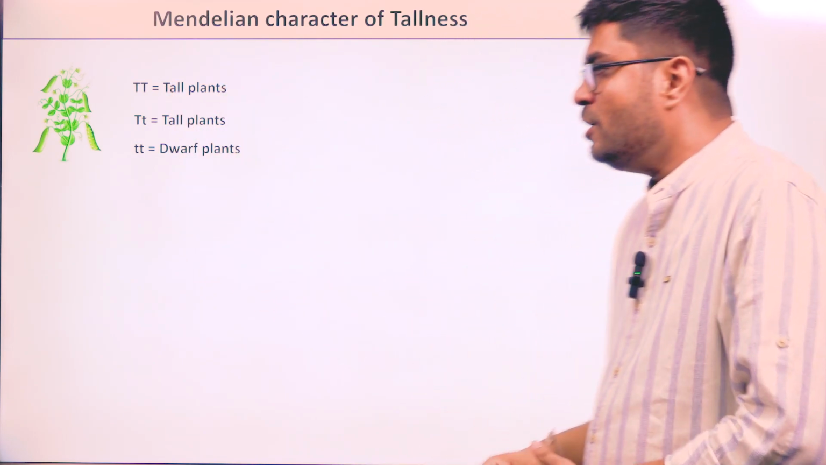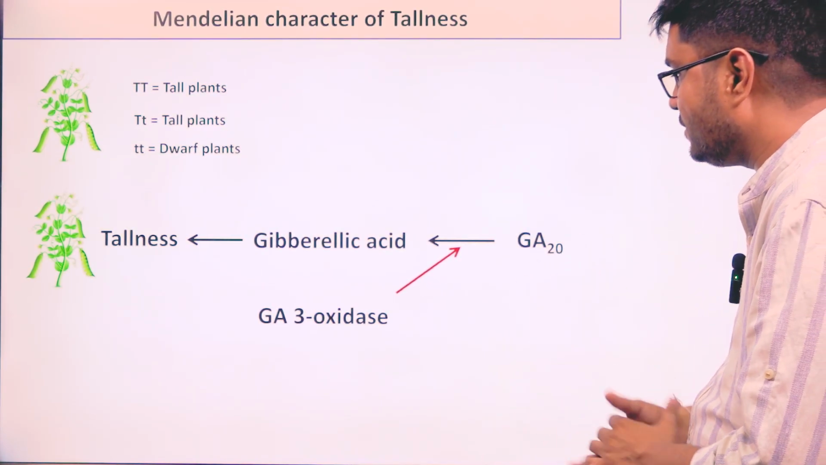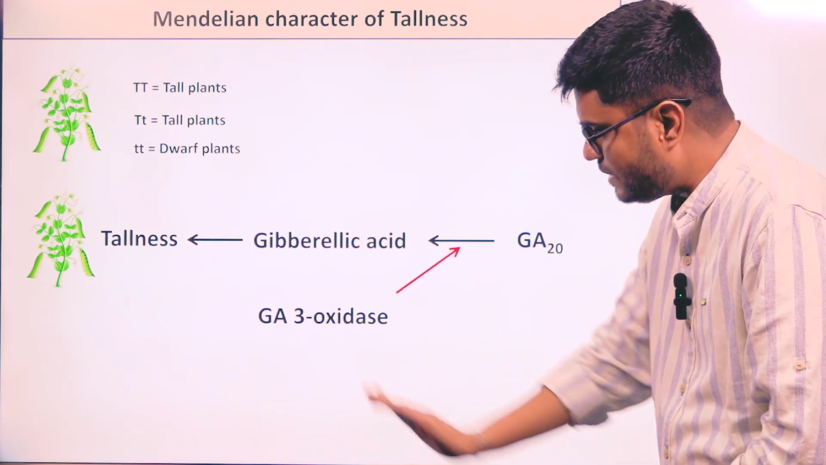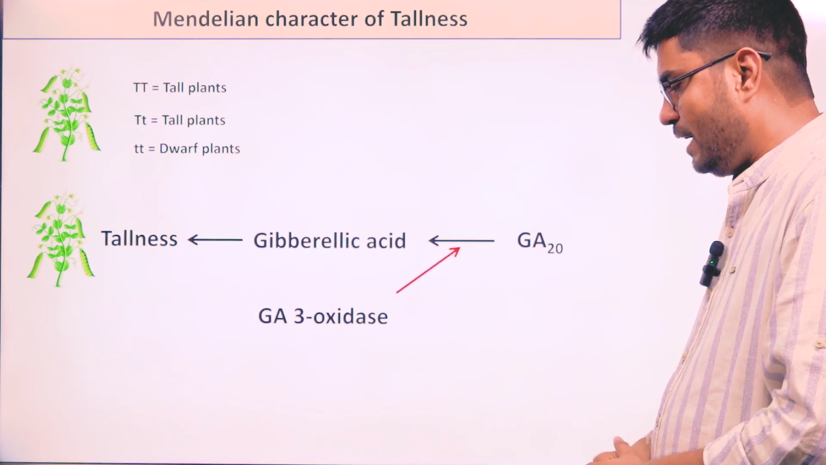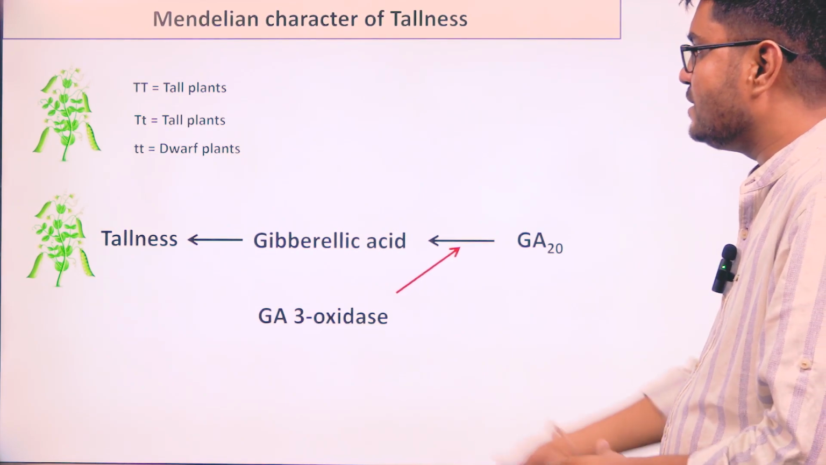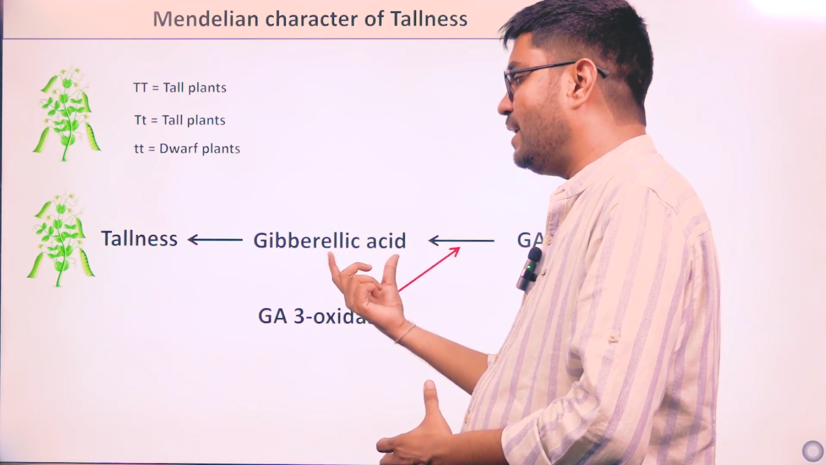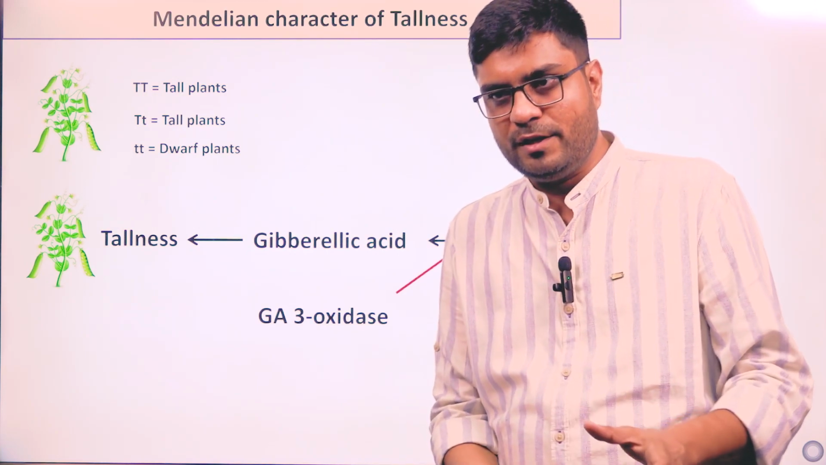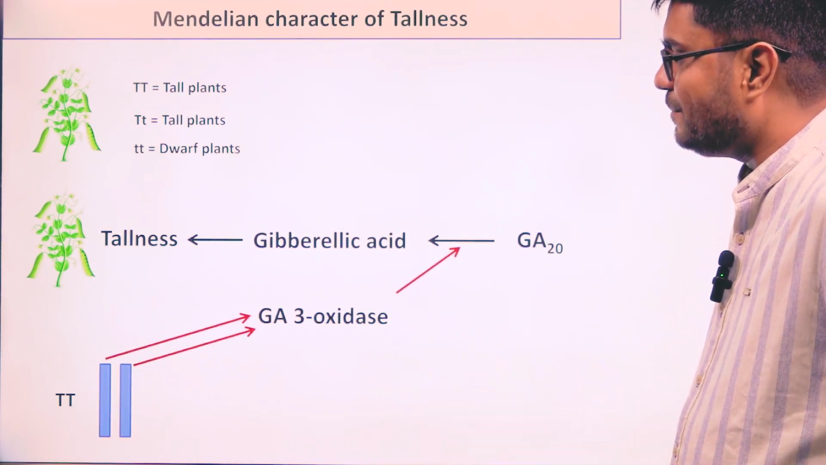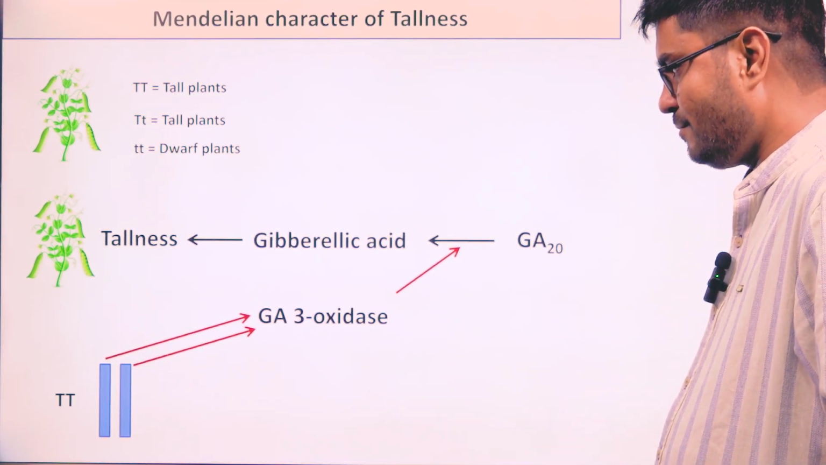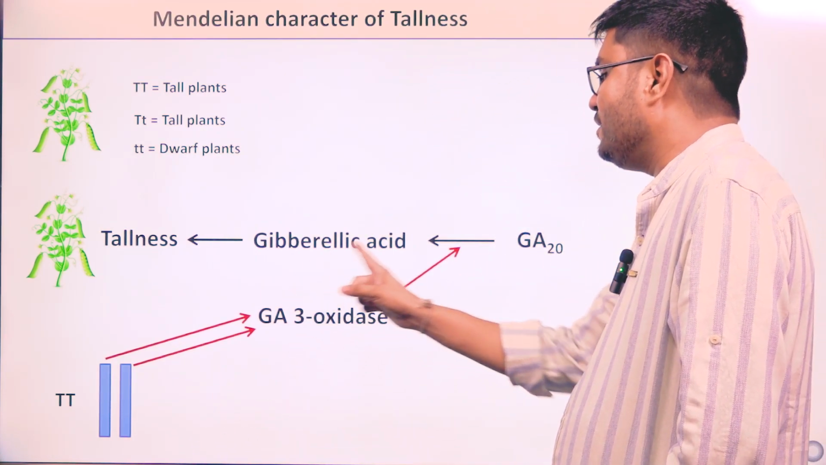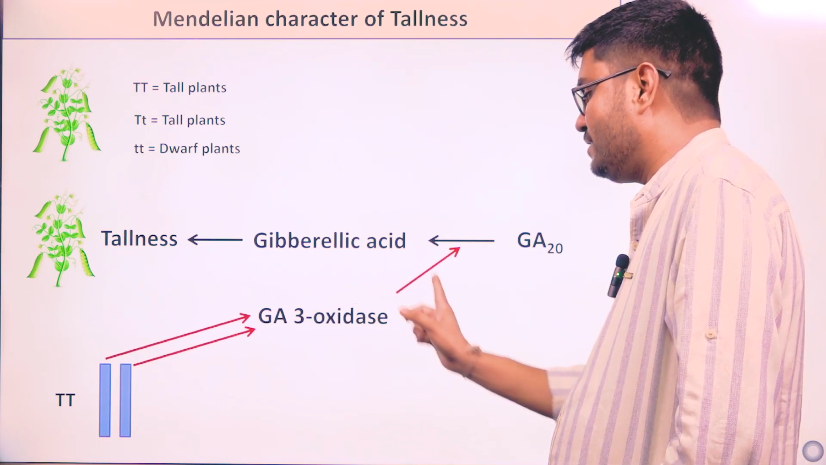I have already explained that the precursor GA20 is converted into gibberellic acid by the action of a protein, which is an enzyme, GA3 oxidase. Once this gibberellic acid forms, it gives us the result in terms of what? Tallness. Now let's analyze capital T, capital T. What do you mean by capital T, capital T? It's a homozygous condition where both the alleles are for the gene coding GA3 oxidase.